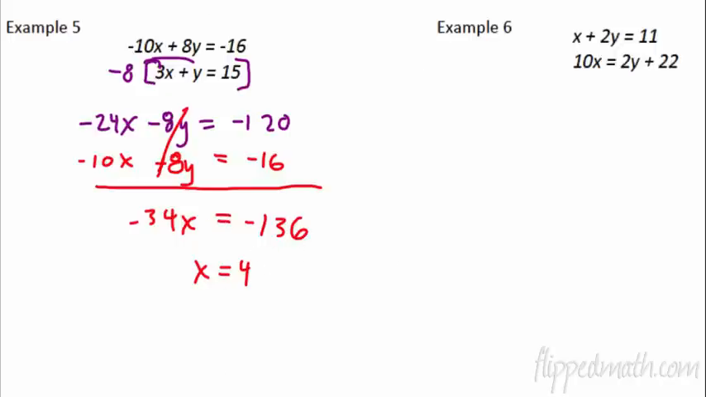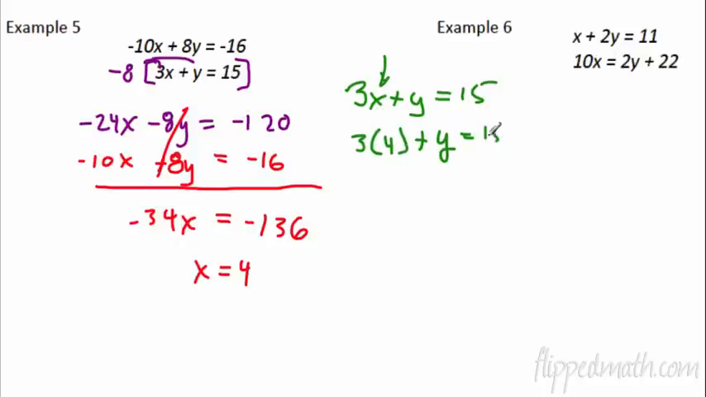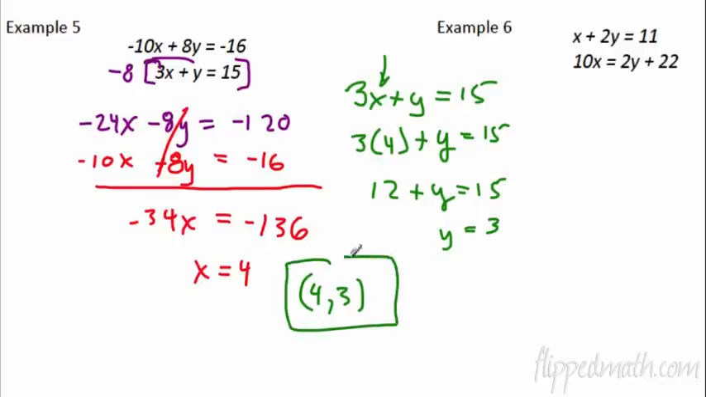Then you can go back. I'm going to pick the second equation again because it has less negatives in it. I don't like those negatives, and I found that x equals 4, so I'm going to plug that in right here. 3 times 4 plus y equals 15. That's going to give us a 12 again. This just happened in the last problem, didn't it? Subtract 12 from each side, y equals 3. So that's example 5. We get x equals 4, y equals 3. We write our answer as a coordinate point.